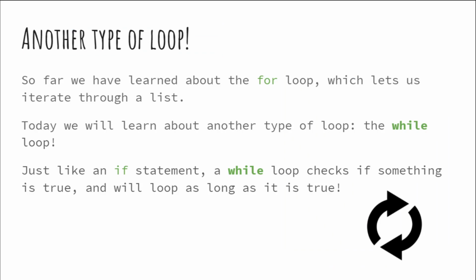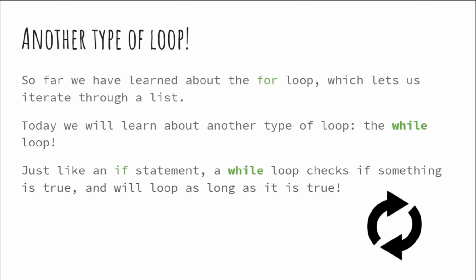Now we're going to talk about a totally different kind of loop. So thus far we've been talking about the for loop, and that lets us iterate through a list, whether that's a list of items like we had last day, or the list of the first however many numbers like we were working with today. We're iterating over a list.